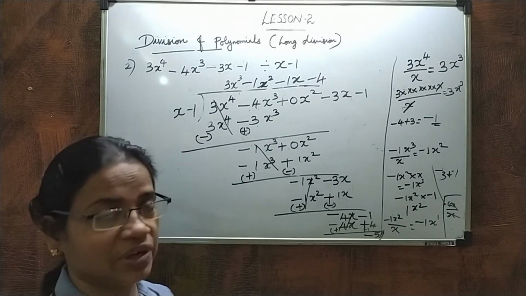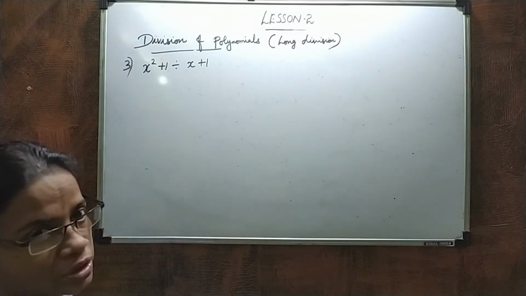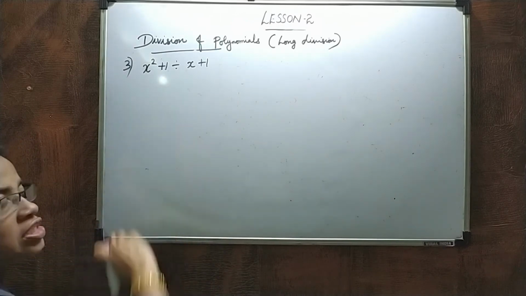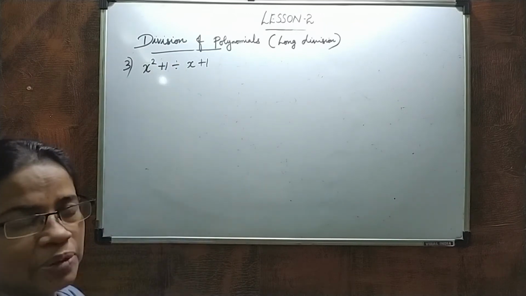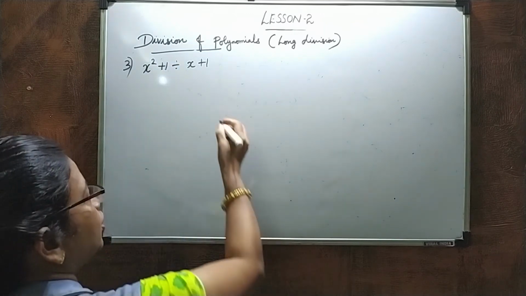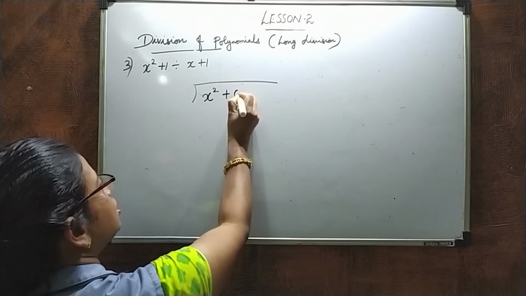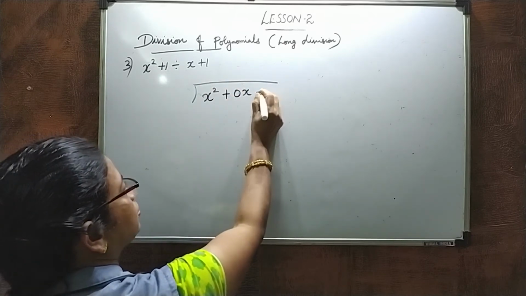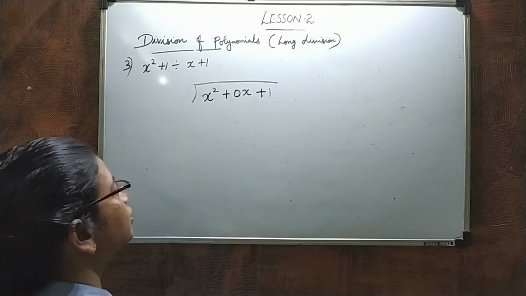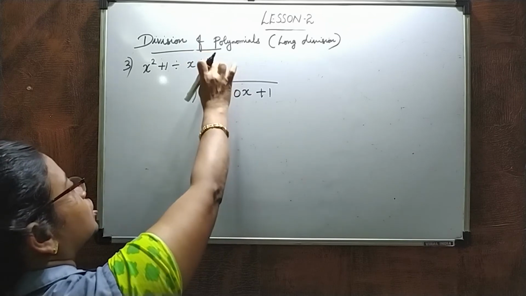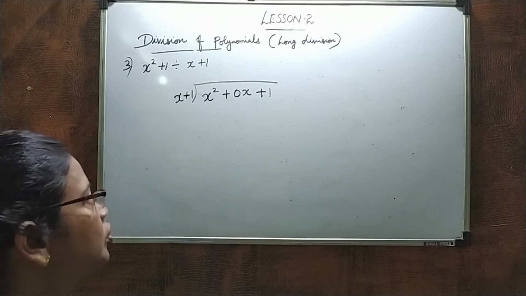Okay, we will do the third one now. This is the third question. X square plus 1 divided by x plus 1. When you look at the question itself, find out if anything is missing. Here degree 2 is there and here x raised to 0 is there. That means degree 1 is missing. Then you have to start. When you write here, you have to write like this: x square plus 0x plus 1. Now look, 2, 1, 0. Clear? Then here, look, 1, 0. Now the problem is, the degrees are same. You can write it itself, okay.